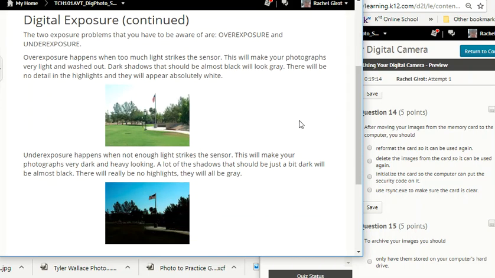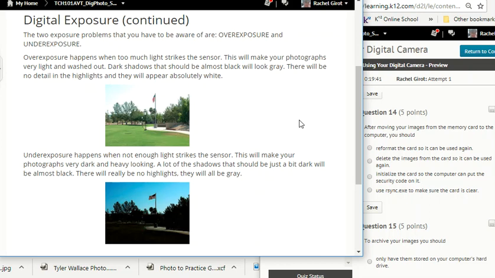Digital exposure continued. The two exposure problems that you have to be aware of are overexposure and underexposure. Overexposure happens when too much light strikes the sensor. This will make your photographs very light and washed out. Dark shadows that should be almost black will look gray. There will be no detail in the highlights and they will appear absolutely white.